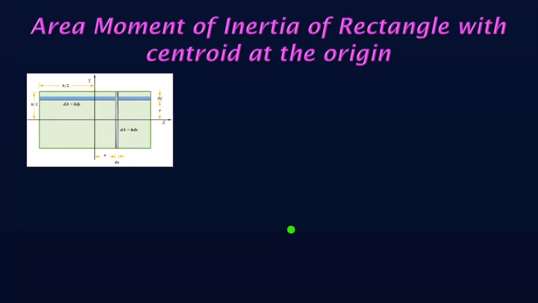Now, how to find out the area moment of inertia of a rectangle with centroid at the origin? This rectangle has its centroid at the origin, and the axis is passing through the centroid. We have to find out the area moment of inertia.